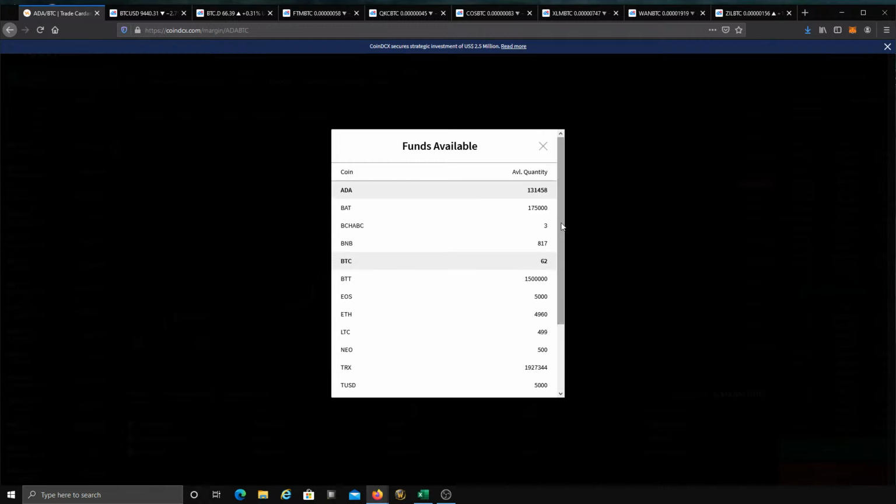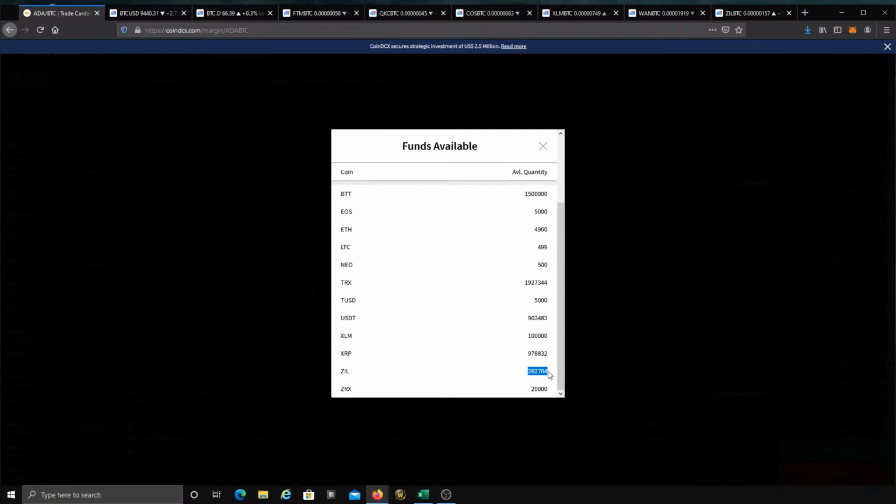So if you're the only one shorting ADA against the Bitcoin pair and you want to open a big short, you're only going to be able to buy 131,000 tokens. See, that was at like 135 just a minute ago. So somebody shorted 4,000 coins. Okay, same for the rest of these here. These are the available amounts that you can short.